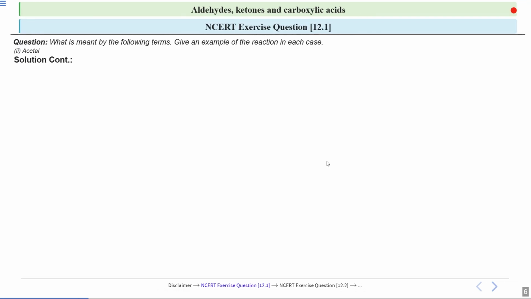Now moving on to the next part, which is the acetal part. So if you see over here, this is a representation of how an acetal looks like.